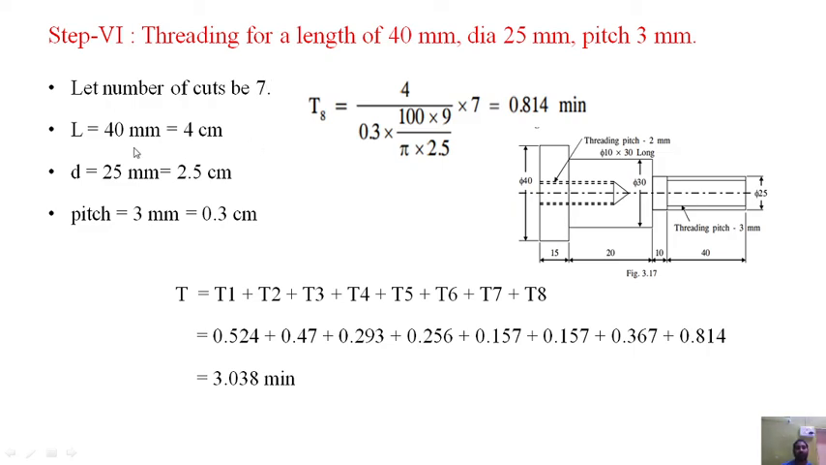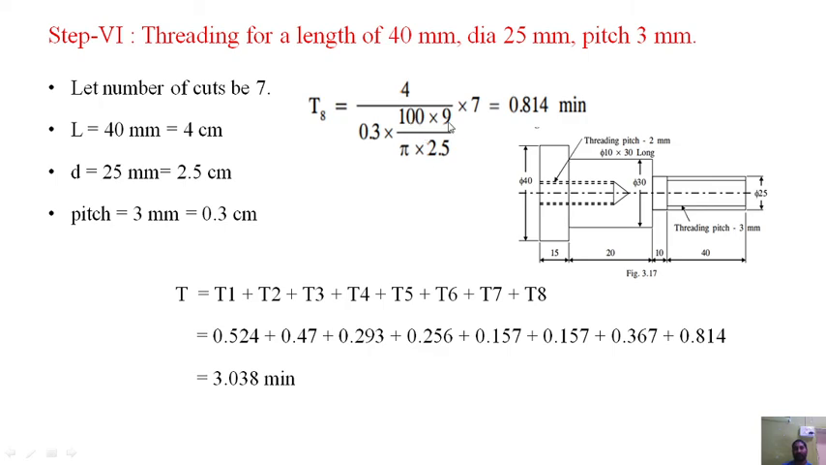So the length of the thread is 4 centimeter and the diameter is 2.5 centimeter. Pitch is 3 millimeter, which we have to convert into centimeter, that is 0.3 centimeter. So the time for the external thread: length of the thread 4 centimeter divided by pitch 0.3 into RPM. N equals 1000 S by pi D.